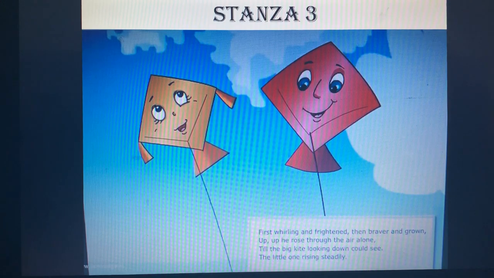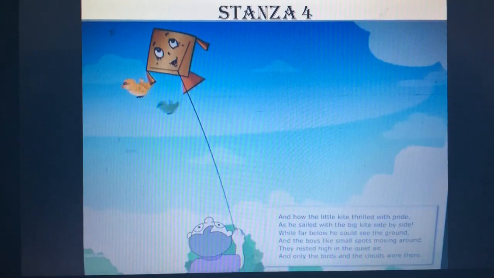Up, up he rose through the air alone, till the big kite looking down could see the little one rising steadily. And how the little kite thrilled with pride as he sailed with the big kite side by side. While far below he could see the ground and the boys like small spots moving around. They rested high in the quiet air and only the birds and the clouds were there.